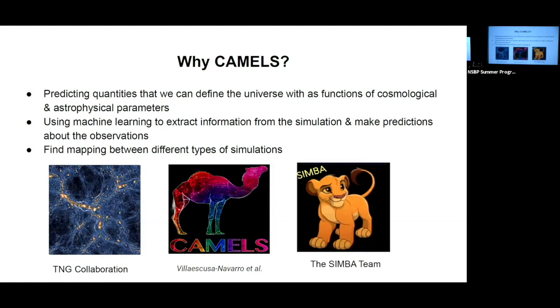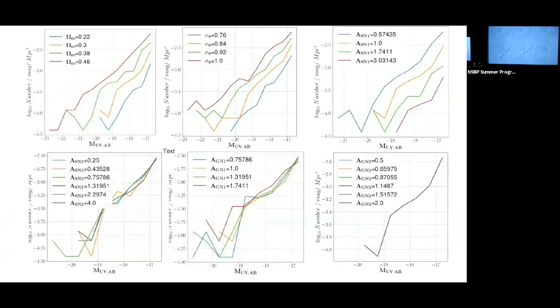CAMELS is cosmology and astrophysics with machine learning simulations. We use machine learning to extract information from the simulations and make predictions before we observe data. And there are different types of simulations, as we've seen, the TNG and the SIMBA. So we use CAMELS to find mapping between different simulations. And the CAMELS simulations have different sets of simulations.